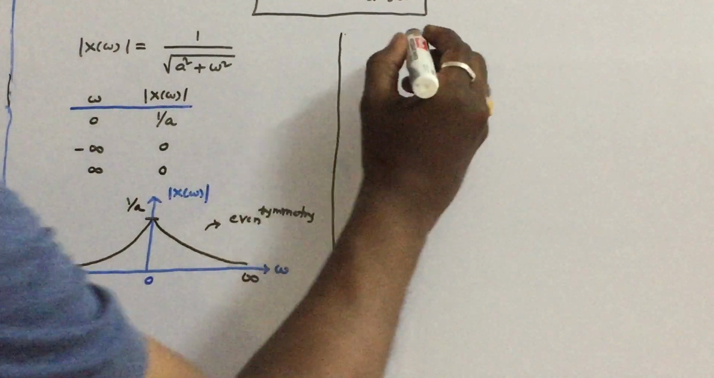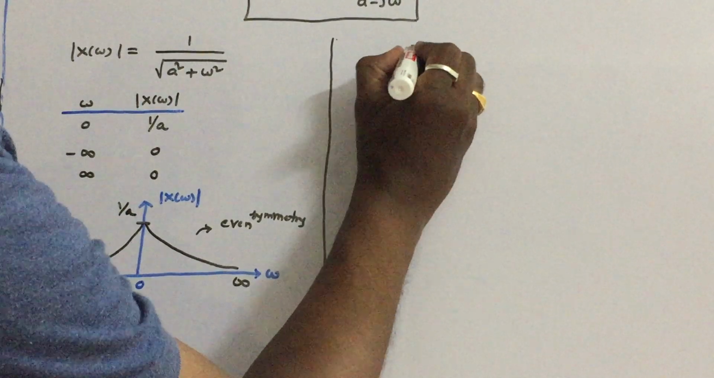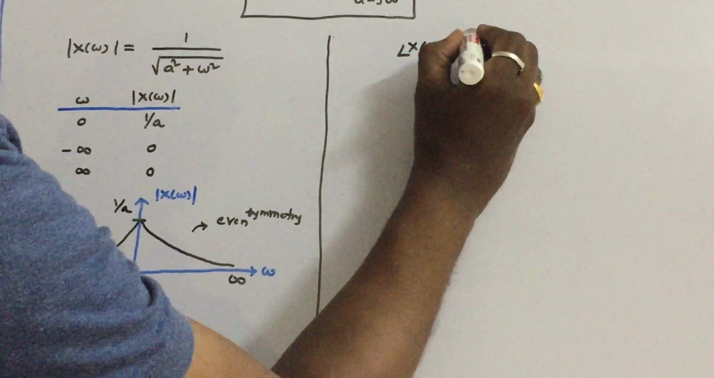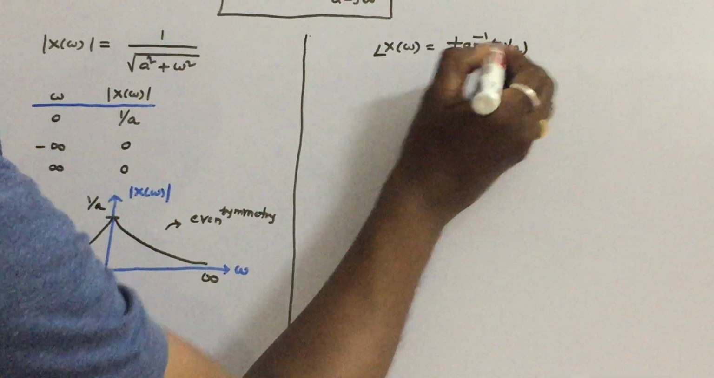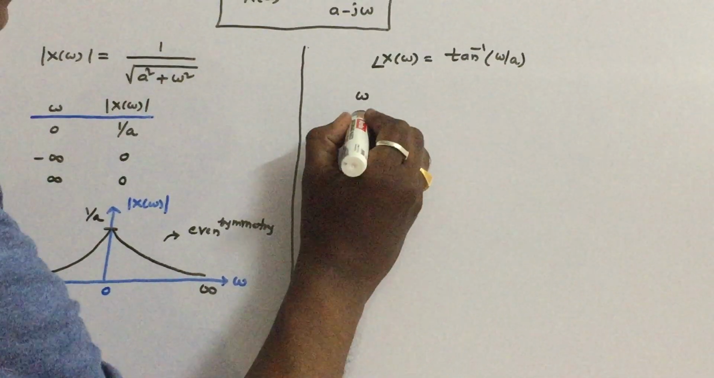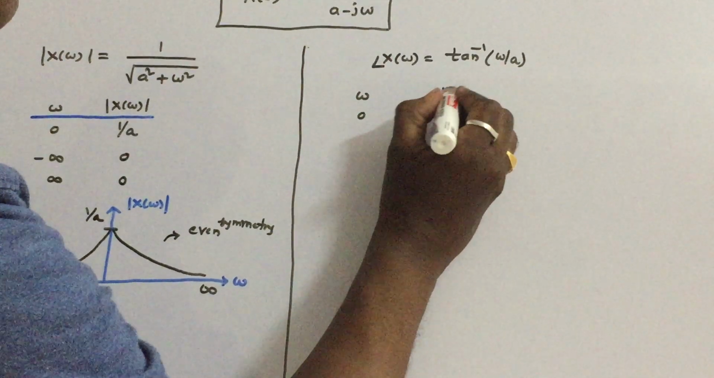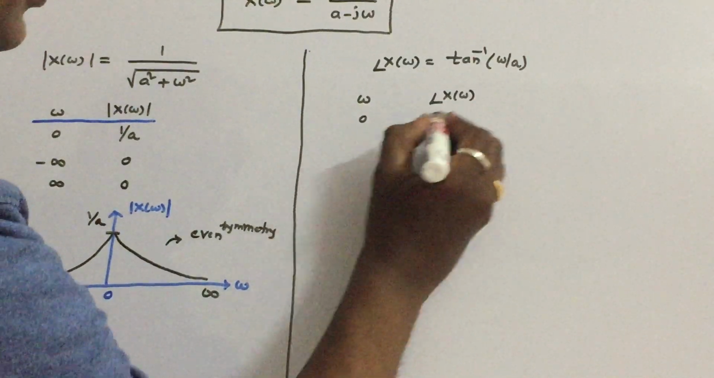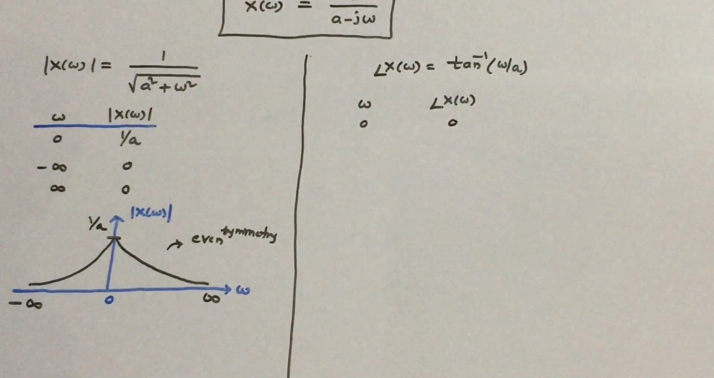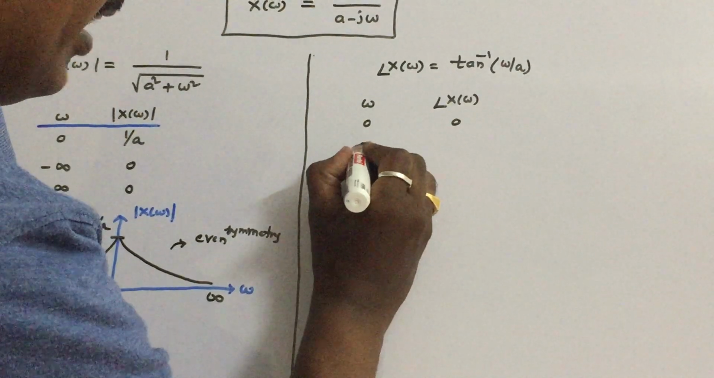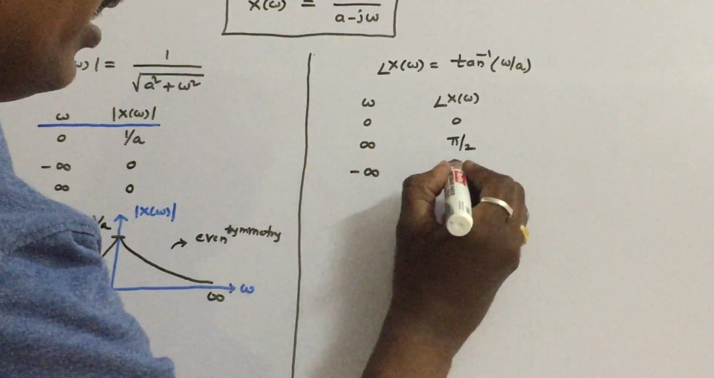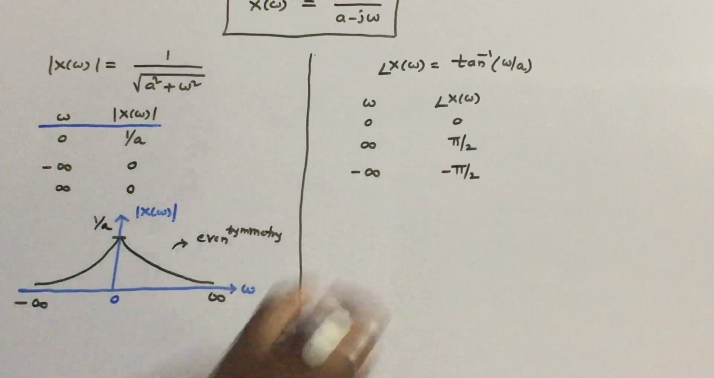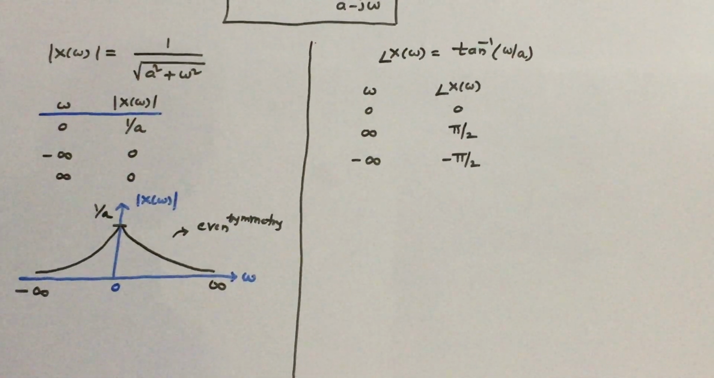Coming to phase, you can check the angle of x of omega. What is the angle of x of omega? Tan inverse of omega by a. At omega 0, tan inverse 0 is 0, so the angle is 0. At infinity, the angle will be plus pi by 2. At minus infinity, the angle will be tan inverse of minus infinity, which is minus pi by 2.